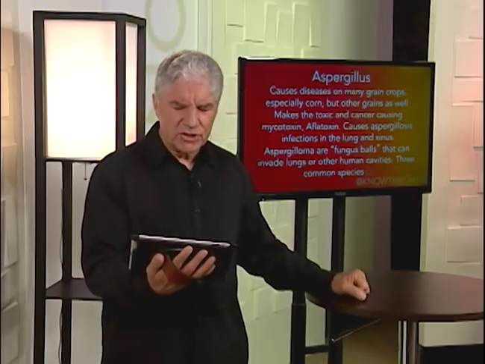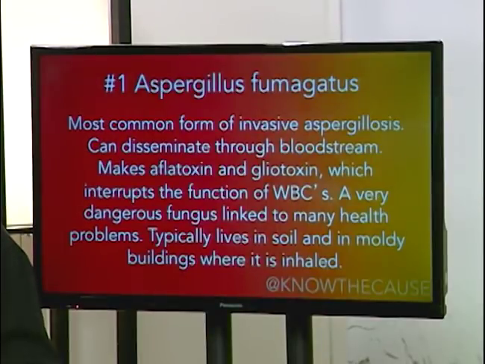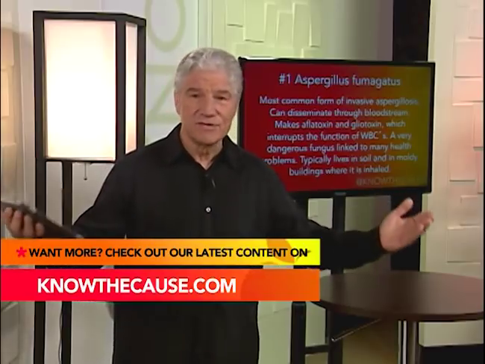There are 3 common species. One is called fumigatus, most common form of invasive aspergillosis. It can disseminate, it runs through the bloodstream and makes aflatoxin and gliotoxin, which interrupts the function of our white blood cells. I wonder how many people have been diagnosed with white blood cell diseases, leukemia, etc., and end up wondering if they have a fungal infection or leukemia. A very dangerous fungus linked to many health problems. Typically lives in the soil and in moldy buildings where it becomes inhaled. Okay, that's just one. And that's just one fungus. And it makes several mycotoxins, several poisons. There are lots of fungi out there that are pathogens to man that cause disease in man.